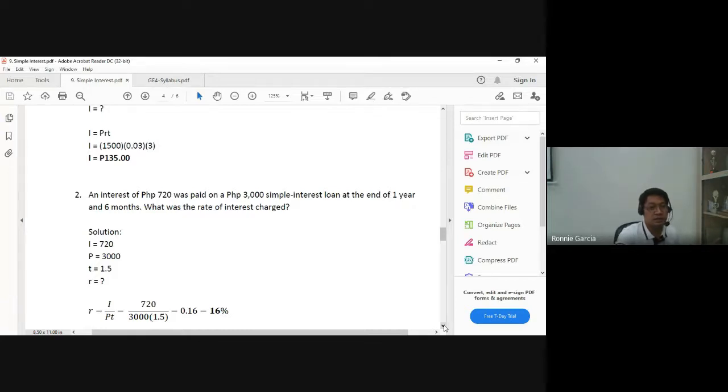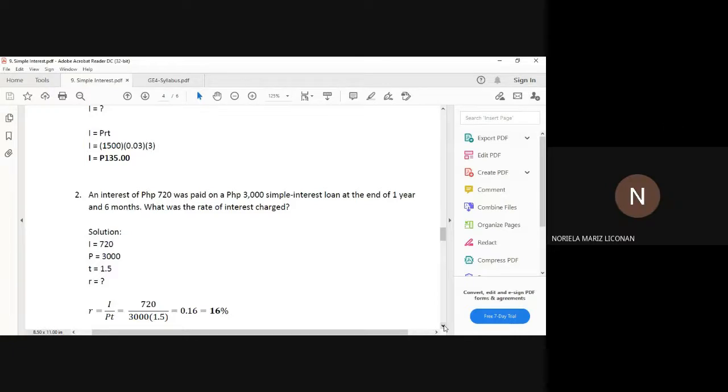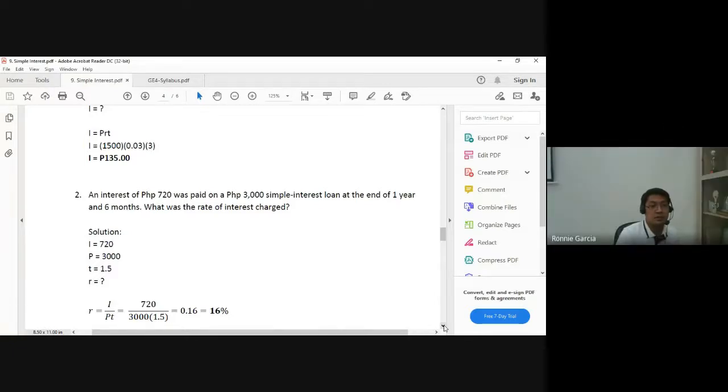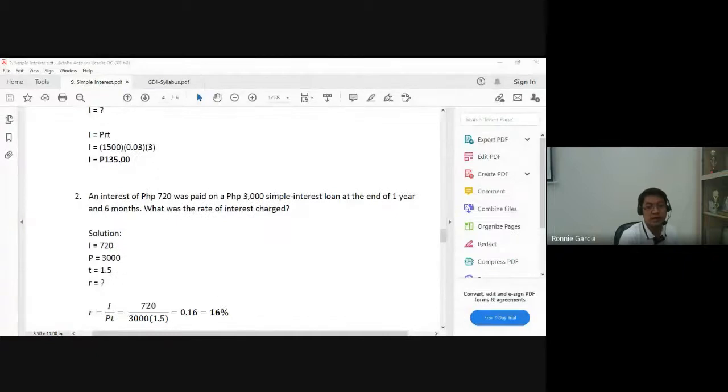Questions from the students, from the others? None, sir. Klaro ba sa inyo ang simple interest? This is part of our final examination. Our next lesson after this is the compound interest, and that is the last lesson to be discussed before we'll have our final examination. So I will now stop presenting and stop recording as well.